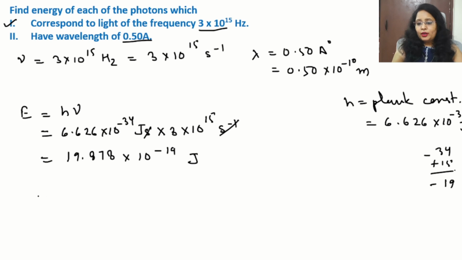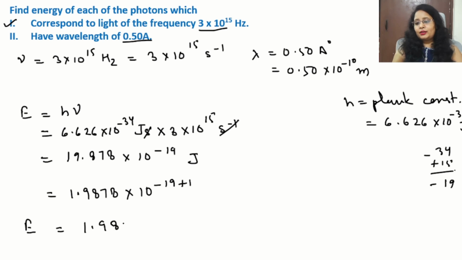Now writing a more appropriate answer, shifting the decimal leftward one step, we will get 1.9878 into 10 to the power, so minus 19, and one step leftward means plus 1. So it will be minus 19 plus 1. So the final answer is E is equal to 1.9878 into 10 to the power minus 18 joule. This is the answer for the first part of the question.